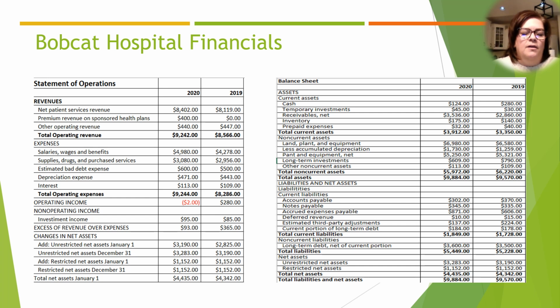Here you'll see the Bobcat hospitals, where we are going to look at the DuPont analysis for that hospital, their financials, both their statement of operations and their balance sheet. I would like to point out, or you should note, that in the 2020 statement of operations, the operating income is red and $2. It's also noted in parentheses. So when you see that on a financial sheet, that does indicate that it is a negative balance.